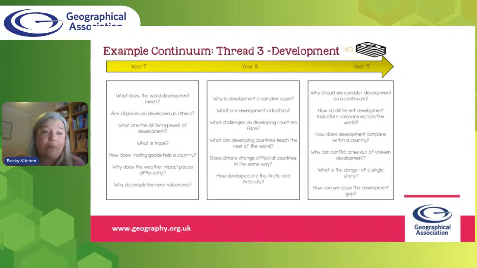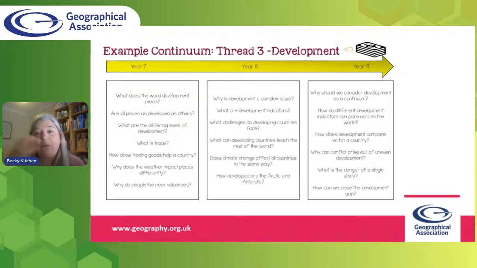So, for example, you can see that in year 7, they're looking at questions like, what does the word development mean? Are all places as developed as others? What are the different levels of development? What is trade? All those sorts of things. By the time we get to year 8, we're looking at development not in terms of what it is, but why it's complex. We're looking at development indicators as a way of measuring development. We're looking at challenges. We're looking at what developing countries can teach the rest of the world.